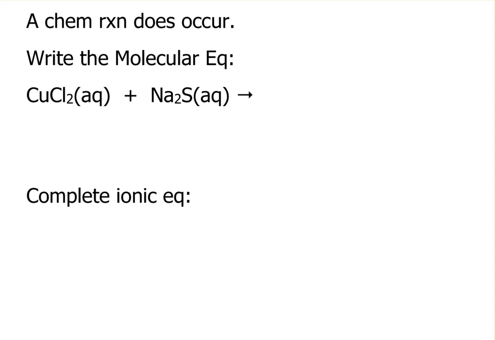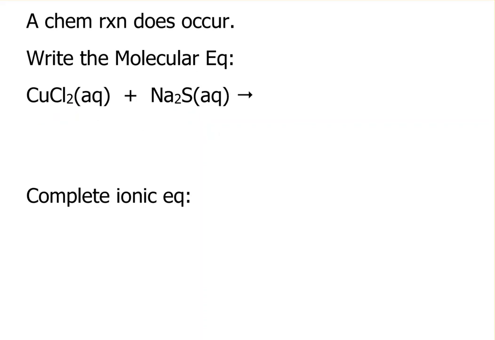We're going to predict the products of this reaction and write all three types of equations for it. So I'm going to start with the molecular equation with what I have going. This is a double displacement reaction, and I can tell because I have two ionic compounds that are combining. They're both in aqueous solution.